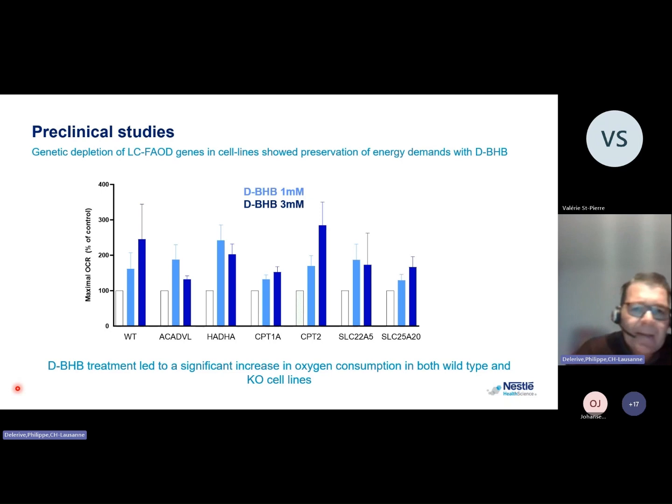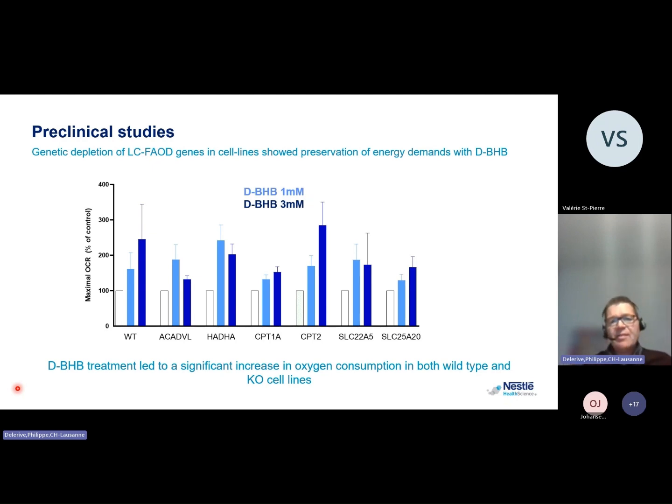And you can see here where I selected two doses, BHB 1 millimolar or BHB 3 millimolar, which is high ketosis levels. And we measured oxygen consumption rate. Every white bar is the normalized control, 200%. And you see that whether you have wild type cells or knockout cells, the BHB to different extent could rescue the phenotype.